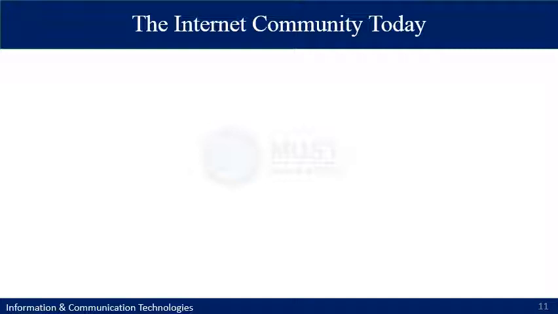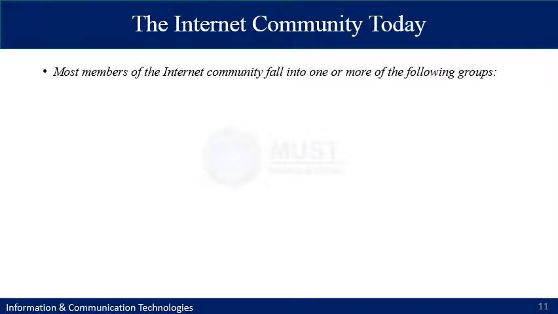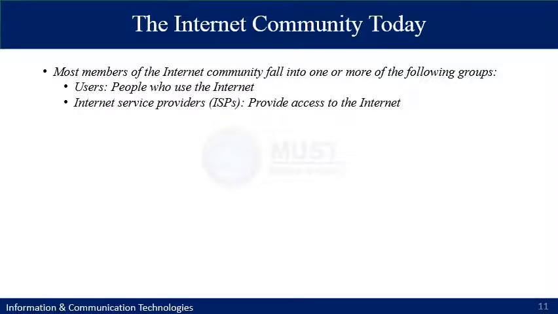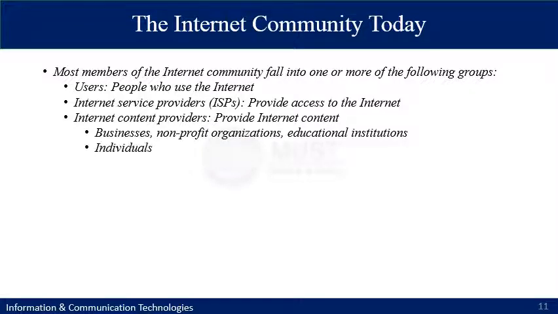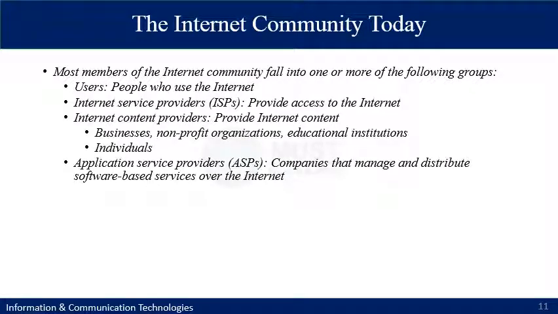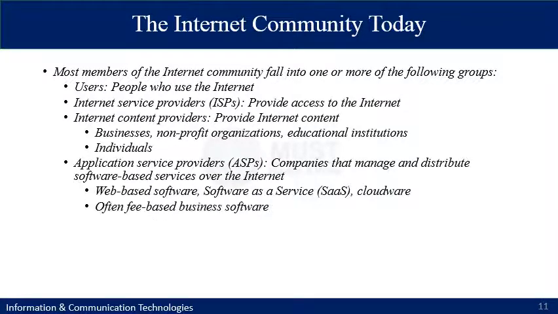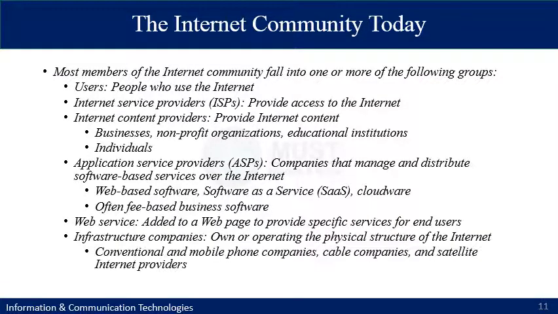So internet has a vibrant community in today's environment, and most of the members of the internet community fall into some of the following groups. The most common members of the internet are the users itself. Users are the people who use the internet for their own purpose. So there can be many users around the globe.